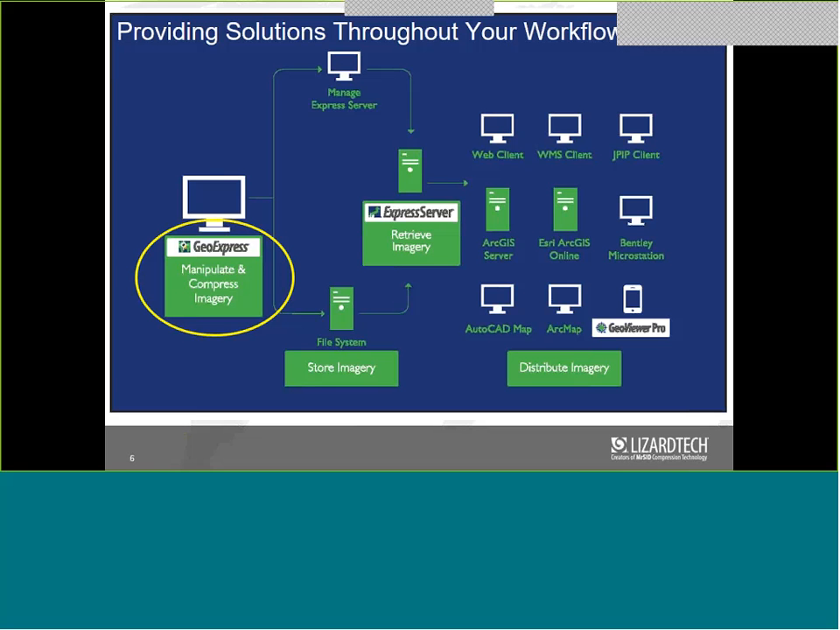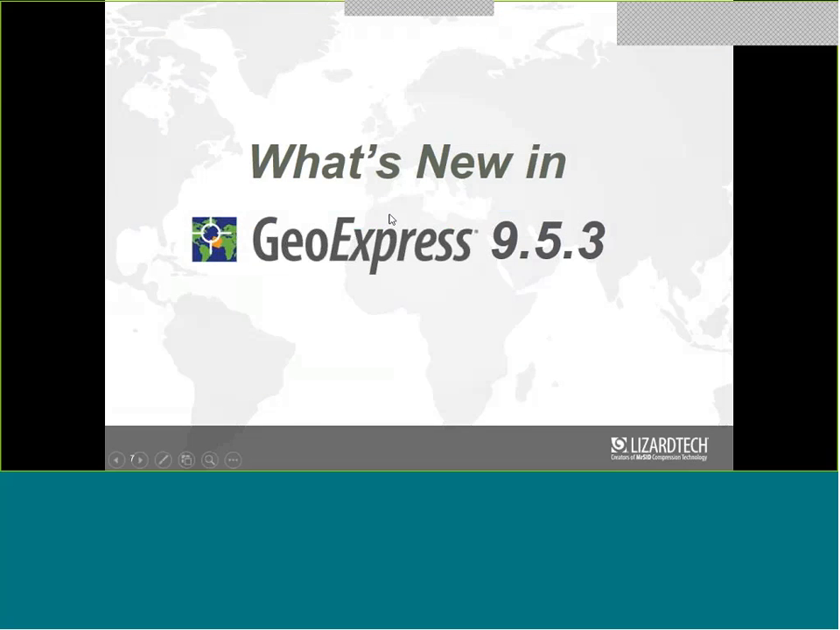GeoExpress is only one of a few different products that we have at LizardTech. It's sort of our flagship product. It allows us to manipulate and compress imagery, and we have a server product called Express Server that's designed to serve that imagery out very quickly to your GIS client or your GeoViewer Pro. So what's new in GeoExpress? We're going to talk about some of the new features, and then go into a demonstration of them.